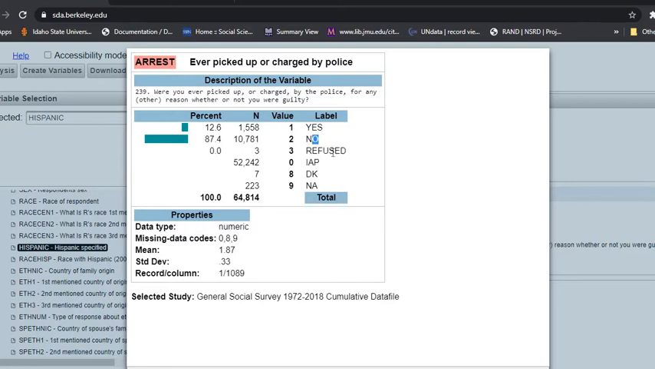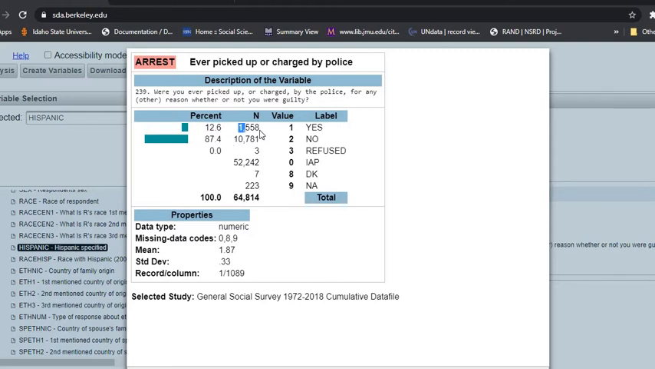with age or looking at Hispanic, and that is to click on that view button to see how many people say yes, how many people say no. We can see that 12.6% of people have ever been arrested at least one time. 87.4% of people have never been arrested.